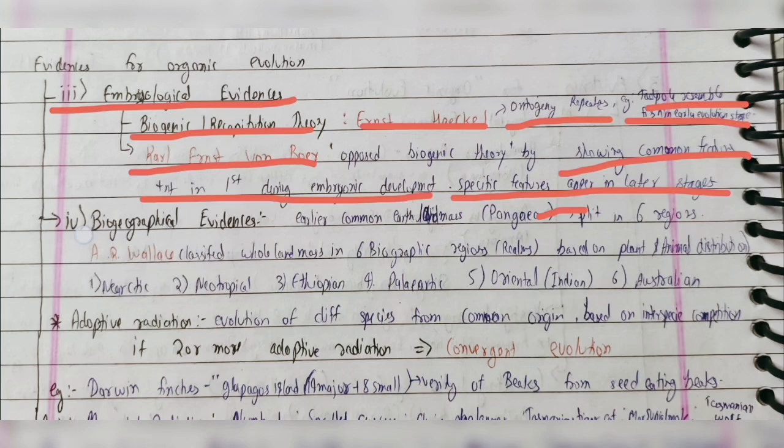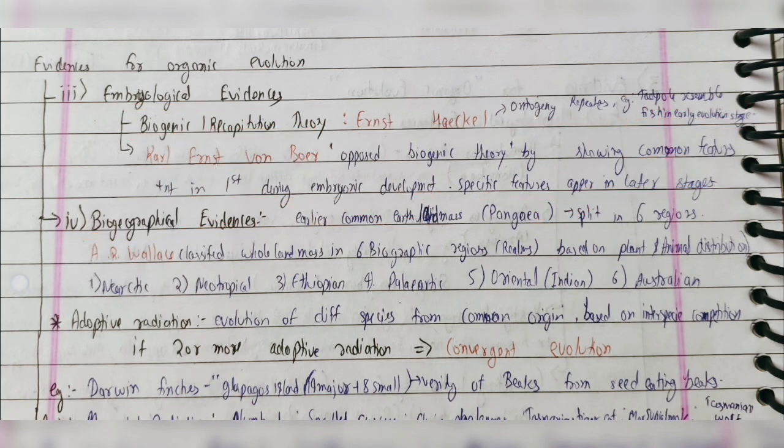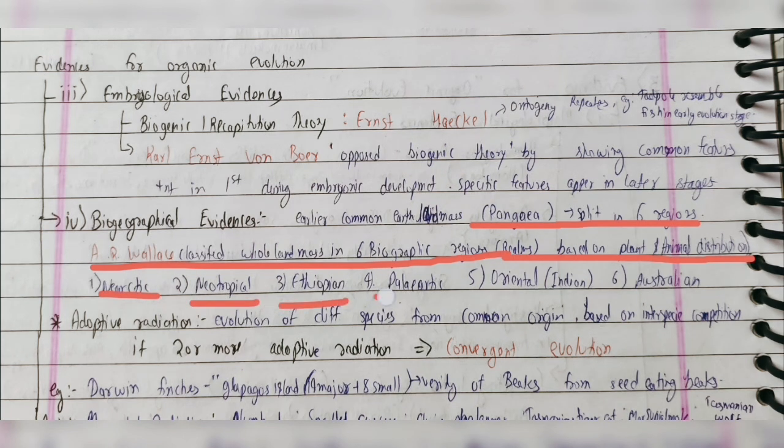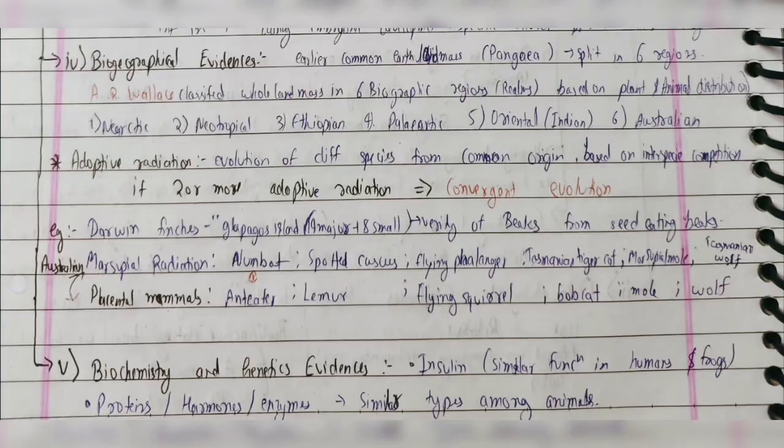Next in line come biogeographical evidences, which was earlier a common Earth landmass. The common Earth landmass, Pangaea, was split into six regions. A.R. Wallace classified the whole landmass into six biological regions or realms based on plant and animal distribution. They are Nearctic, Neotropical, Ethiopian, Palearctic, Oriental, which is Indian, and Australian.